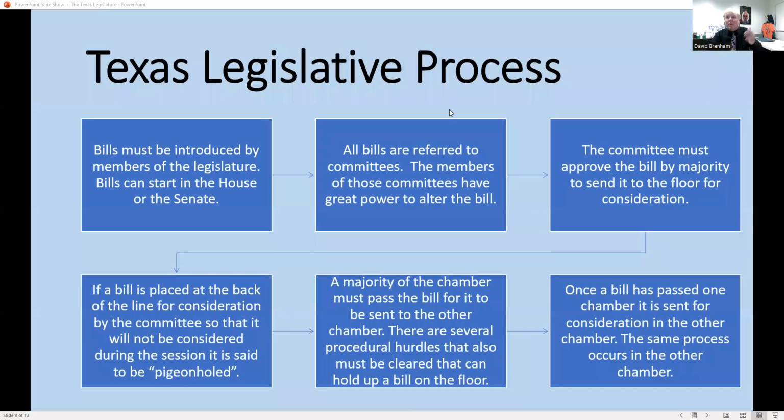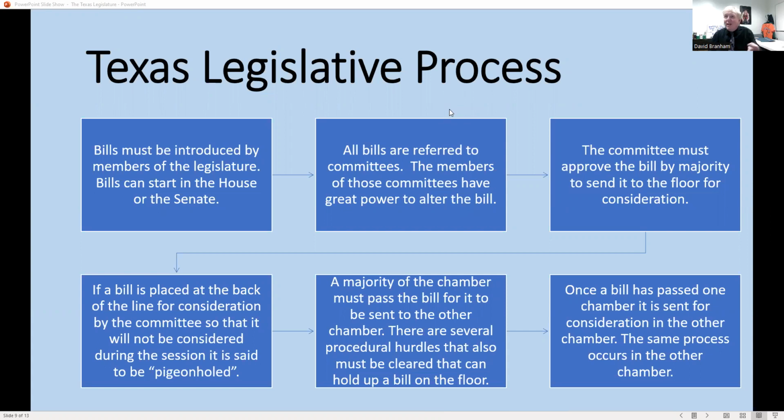The Texas legislative process. Bills must be introduced by members of the legislature. Bills can start in the House or the Senate, doesn't matter, but they must be introduced by a member of the legislature, the House or the Senate. All bills are referred to committees. We know who selects those committees and who refers the bills to those committees. The members of those committees have great power to alter the bill. They can change the bill up as they wish. The committee must approve the bill by majority to send it to the floor for consideration.